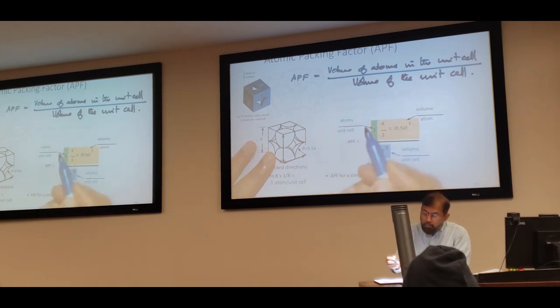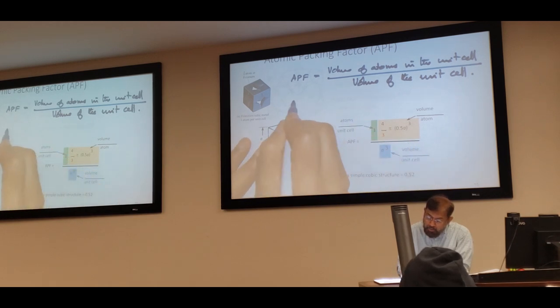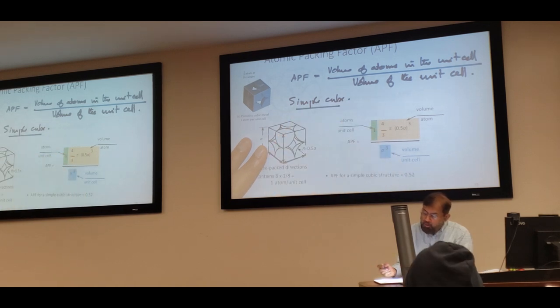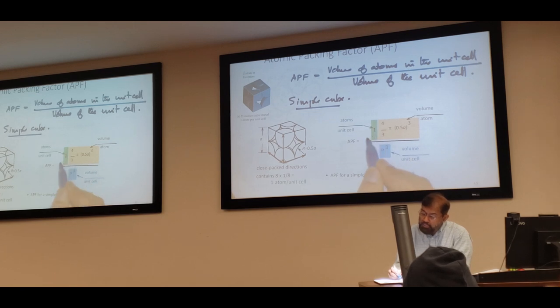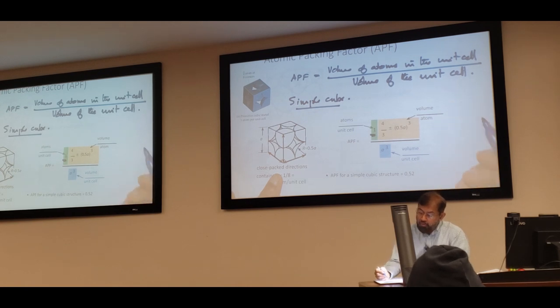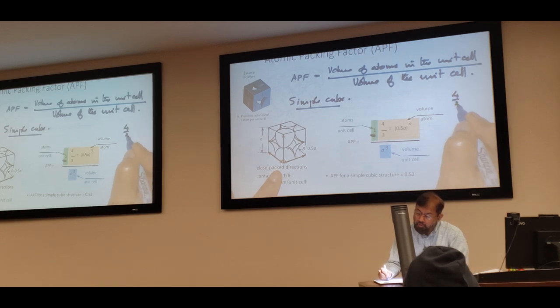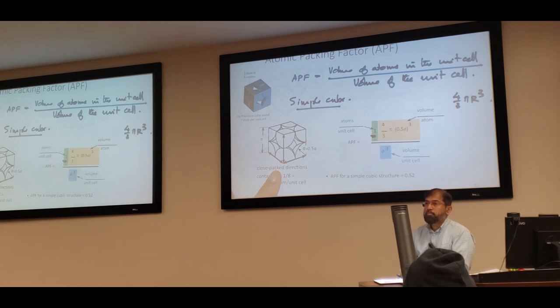So if you consider simple cube, what should be the atomic packing factor? The number of atoms, we have already seen it is 1. And what is the volume of an atom? If R is the radius, right? 4/3 pi r cube.